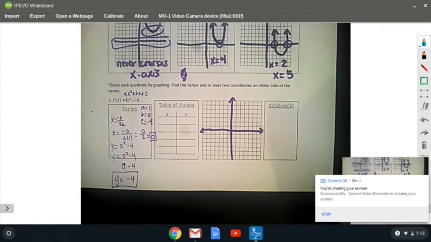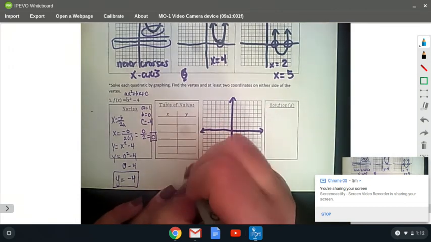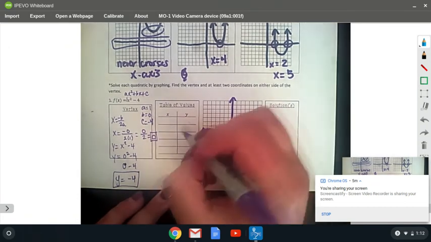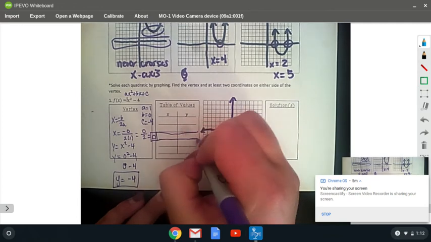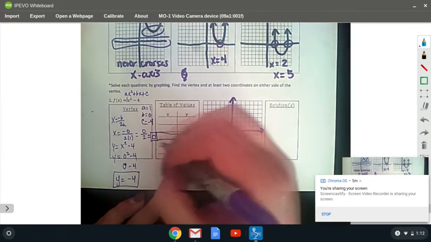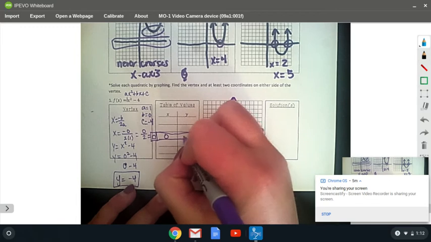So that means that my vertex, and I'm going to put that in the middle. Always when we're setting up a table, we always put our vertex in the middle. So our vertex is 0, -4.